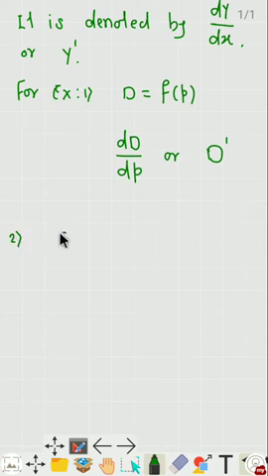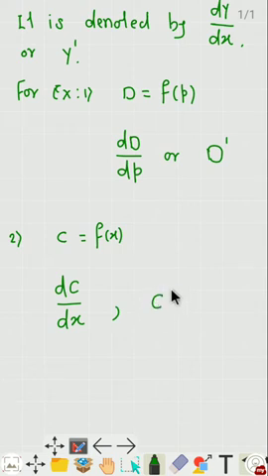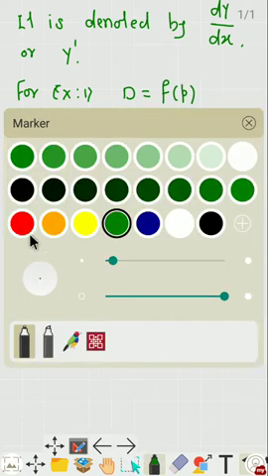Now example 2. Suppose the cost function is given by C equals f of x and it depends on x, where x is the quantity. Then the derivative of cost function C with respect to x is denoted by dC by dx, and we have another notation C dash. Note that the derivative of every function need not exist. That is important.